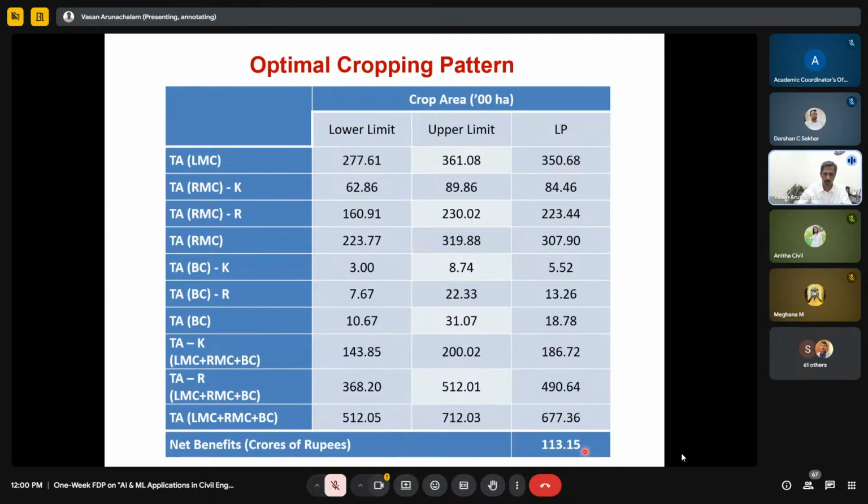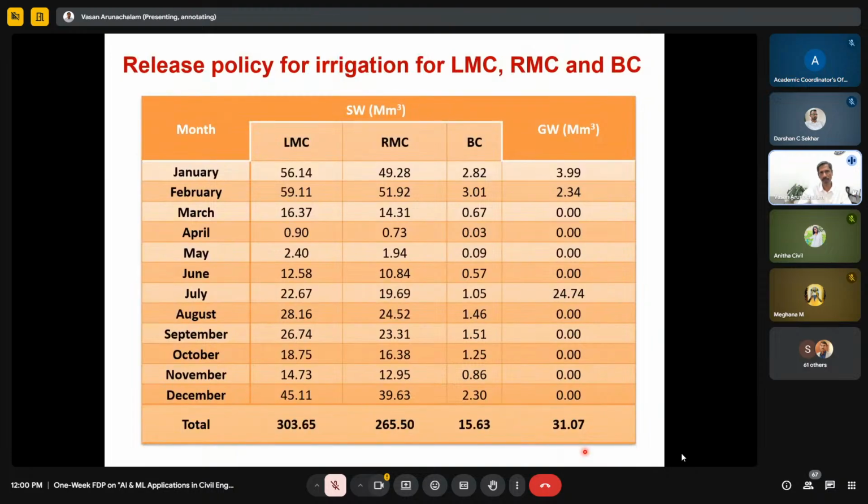Okay, that was the optimal cropping pattern that came out. Then, how is the release policy going to be? What I'm showing is that I fed this particular model into one of the optimization methods, and that algorithm finally gave me this as the final output. I'm only showing you the final optimal solution of the formulated model, which I will recommend to the chief engineer of the respective project.